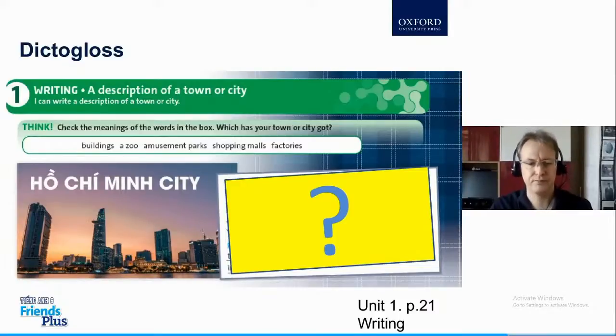Here we go. Ho Chi Minh City is in the south of Vietnam. It's got a population of about 9 million in 2019. It's very modern, and the people are really friendly. There are many good amusement parks, shopping malls, and buildings here.